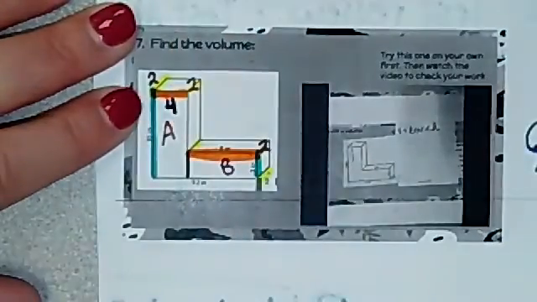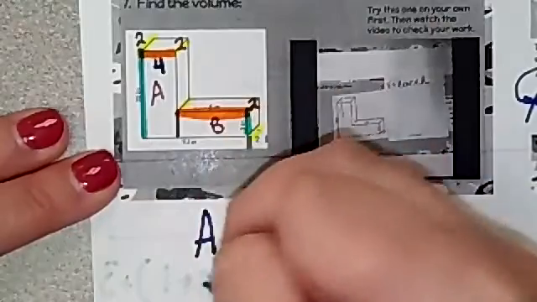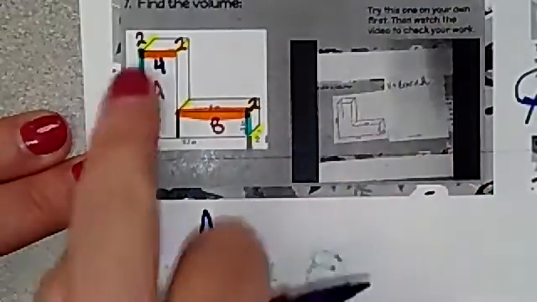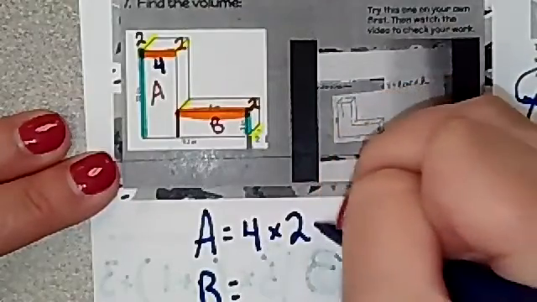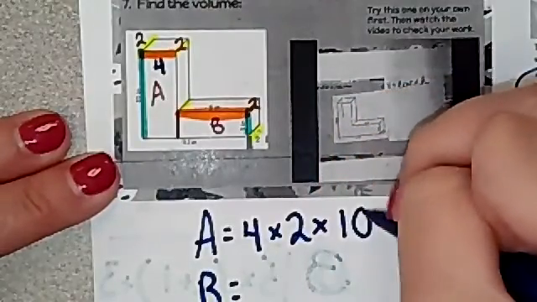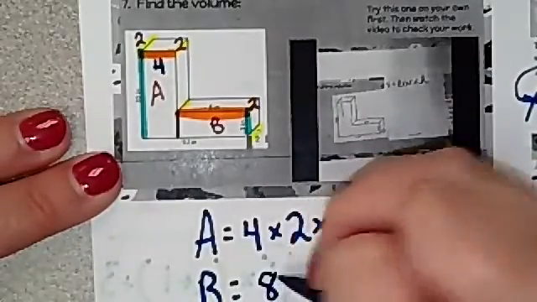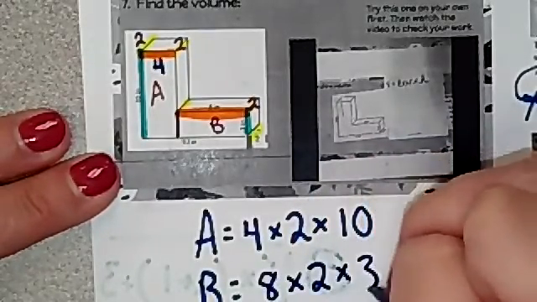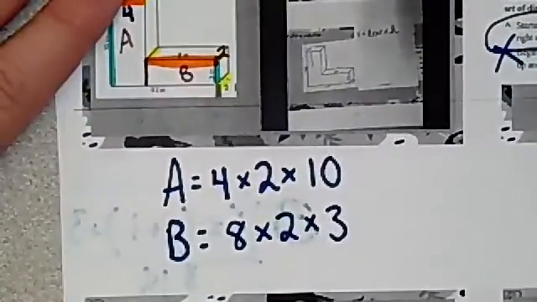Do you understand? All right. So here we go. We've got box A and box B. Box A, the length is 4. The width is 2. The height is 10. Box B, the length is 8. The width is 2. The height is 3. And then you have all the information you need to solve it.